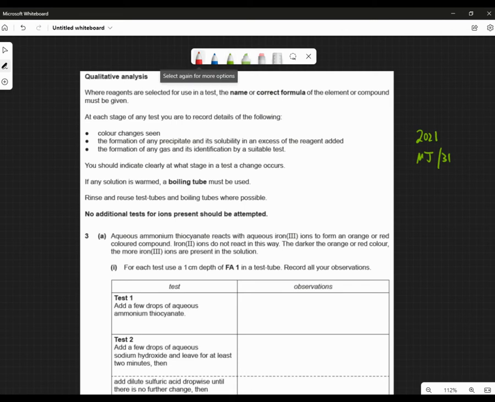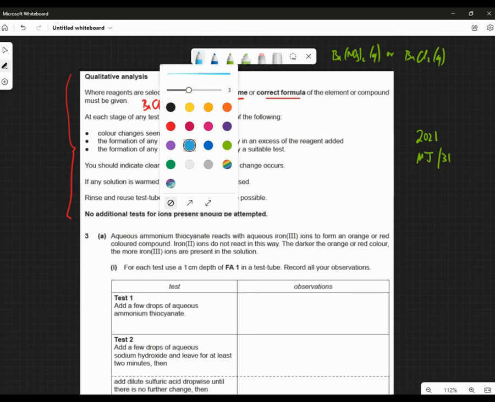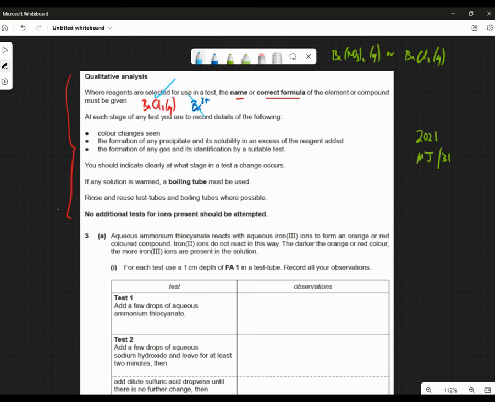All right, so first of all, before we do anything else, let's have a look at this stuff here that most of us barely read. When reagents are selected for use in the test, the name and the correct formula of the element or compound must be given. So, for example, if you're going to add barium nitrate, aqueous, or barium chloride, aqueous, you've got to say one of these things. What you can't say is barium ions. I know it looks like you should be able to, but you can't. So you can do this, but you can't do that.